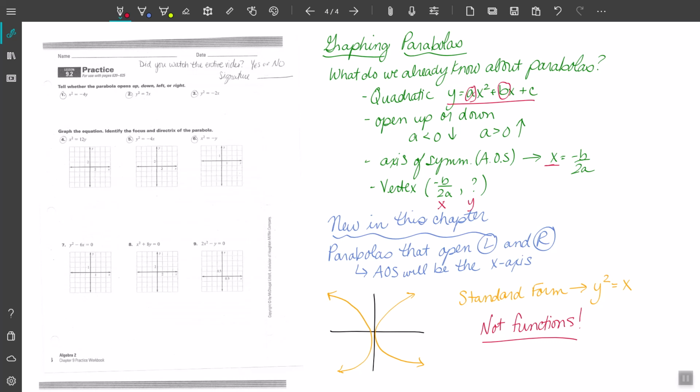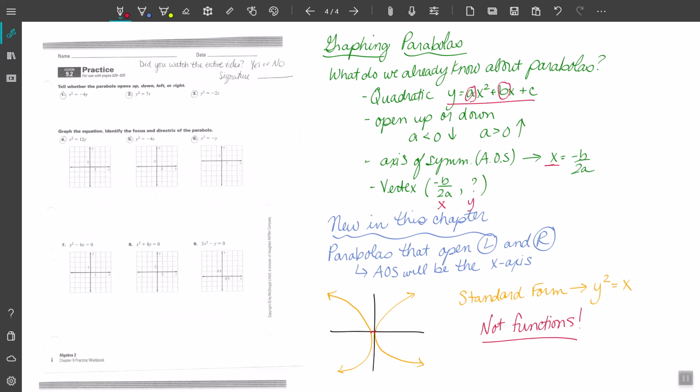What we're going to do that's new in this chapter is talk about parabolas that open left and right. So they're going to have the same U shape. They're just going to be opening left and right instead of up and down. The axis of symmetry is also going to change. The ones that we're going to talk about in this chapter are all going to have a vertex at the origin. So their vertex is going to be sitting right here, at the origin.